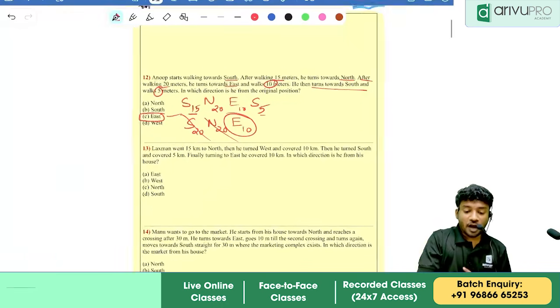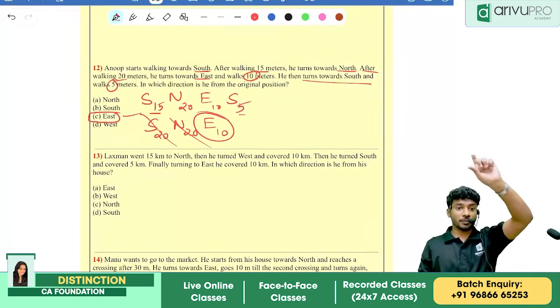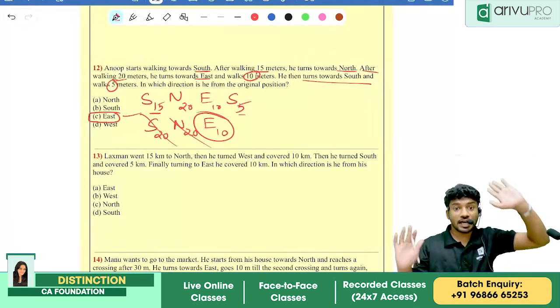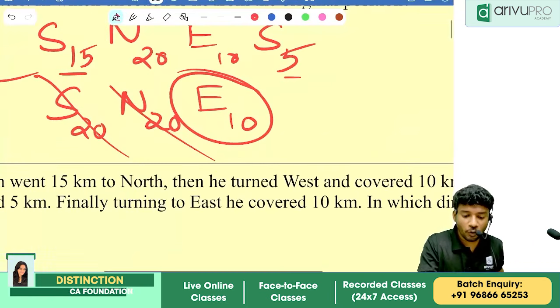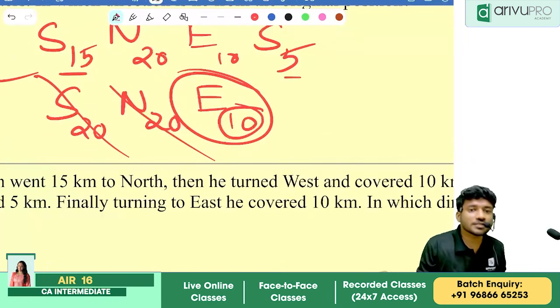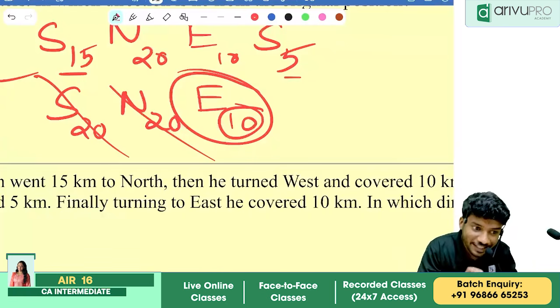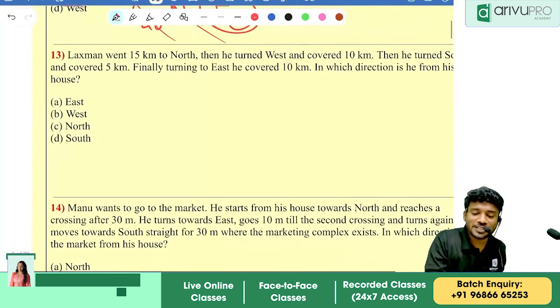People, shortest distance between Bengaluru and Coimbatore. If I draw the straight line, I will get the shortest distance. Now, here it is already the shortest distance. How much is it? 10 is the shortest distance between initial point and the final point. Look at the next question.